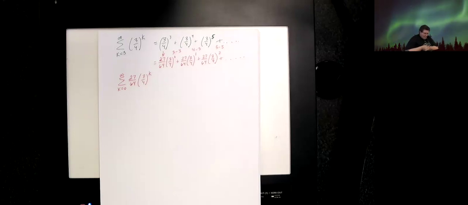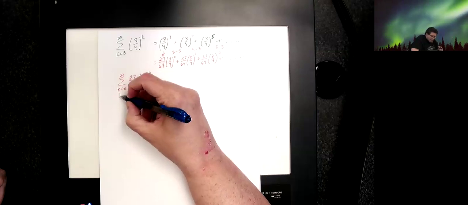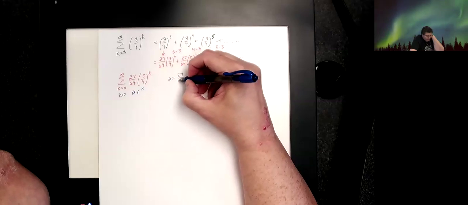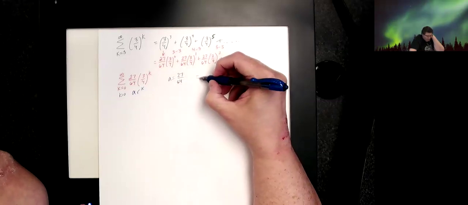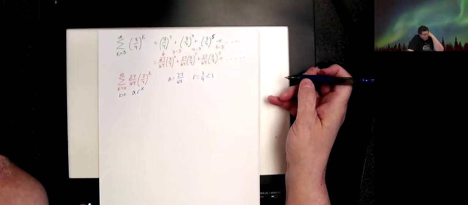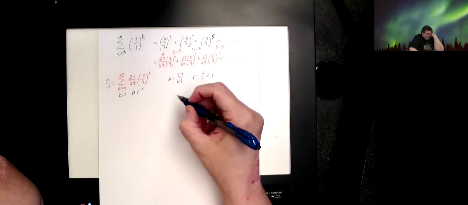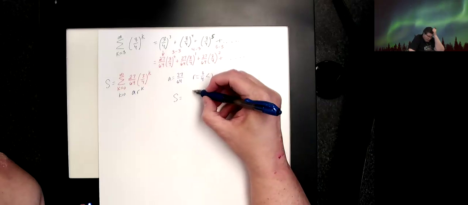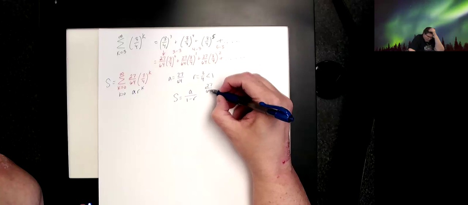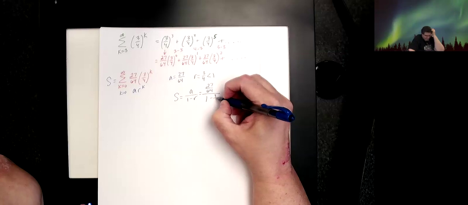So now we've got an ar to the k, and we're starting at the right value, k equals 0. So a equals 27 over 64. r is 3/4, which is less than 1. So S will be a over 1 minus r: 27 over 64 over 1 minus 3/4.